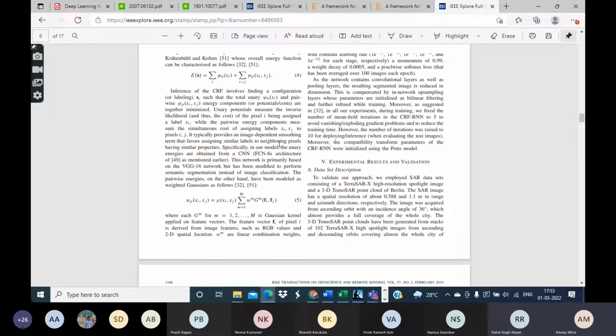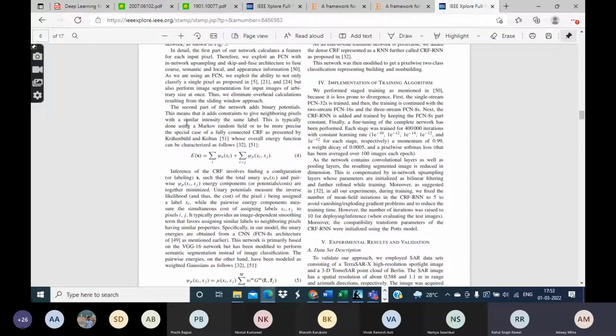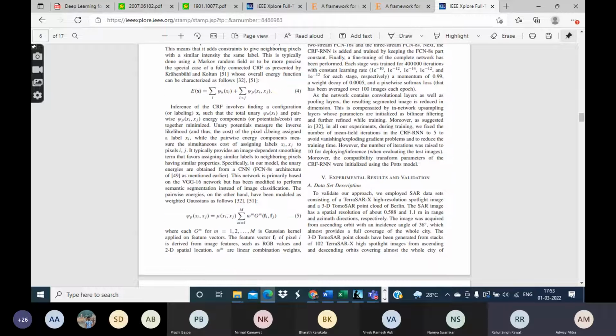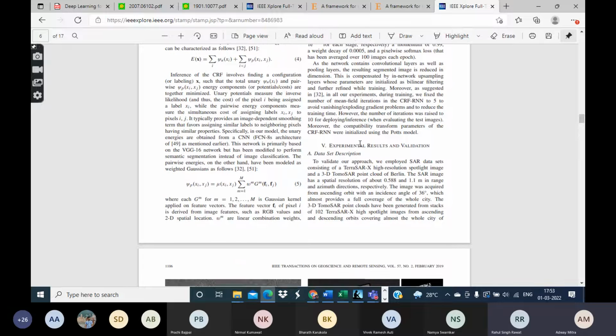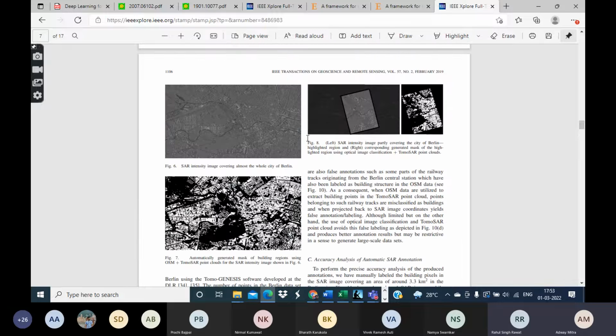Okay, so all these concepts we have seen in the previous papers also. This paper brings all of them together. But the novel thing about this paper is that it does it on VHR SAR images. As I said, just by looking at a VHR SAR image, you will not be able to form any particular idea.